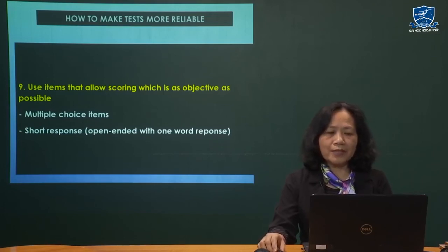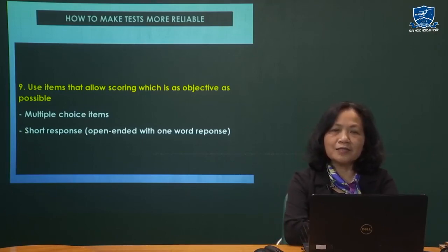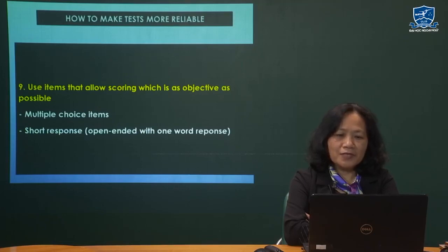Number 9. Use items that allow scoring which is as objective as possible. This is in conflict with validity, which mandates that a test should be direct. And if a test is direct, like writing or speaking, a lot of subjective judgment is involved, then the scoring is not objective enough. So this is a struggle between reliability and validity. You know that in order to have reliable results of the test, the scoring should be objective.